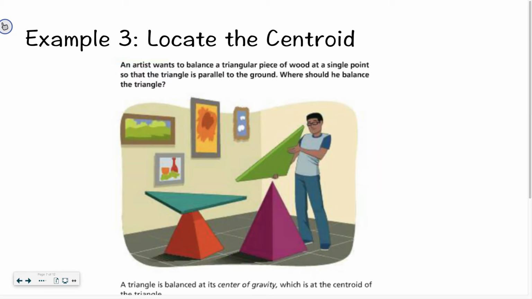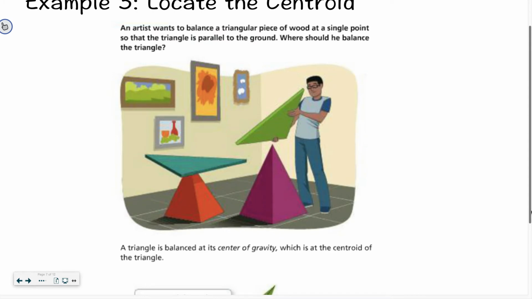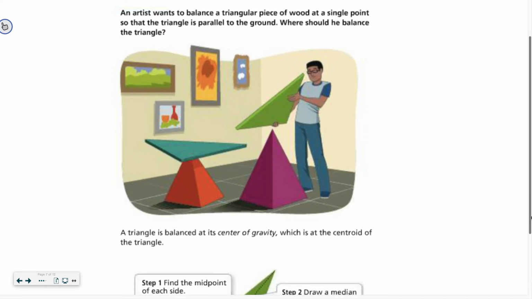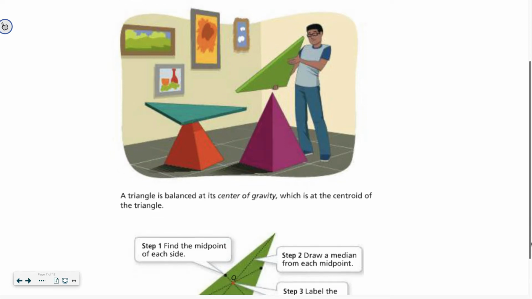All right, example 3, locate the centroid. So we have an artist that wants to balance a triangular piece of wood at a single point so that the triangle is parallel to the ground. Where should he balance the triangle? So something you should know about centroids is they are actually really useful in real life, because the centroid is the center of gravity in a triangle. So if you ever try to balance a triangle on something, it is actually the center of gravity.